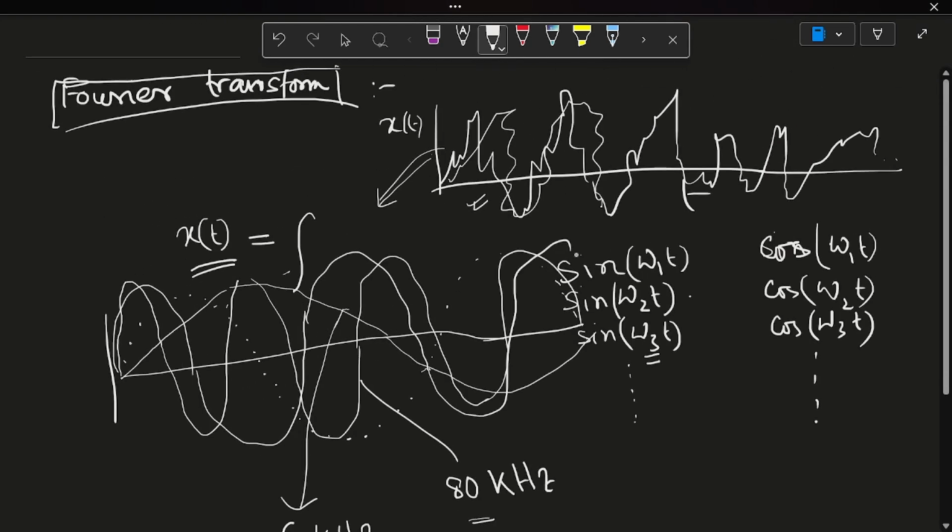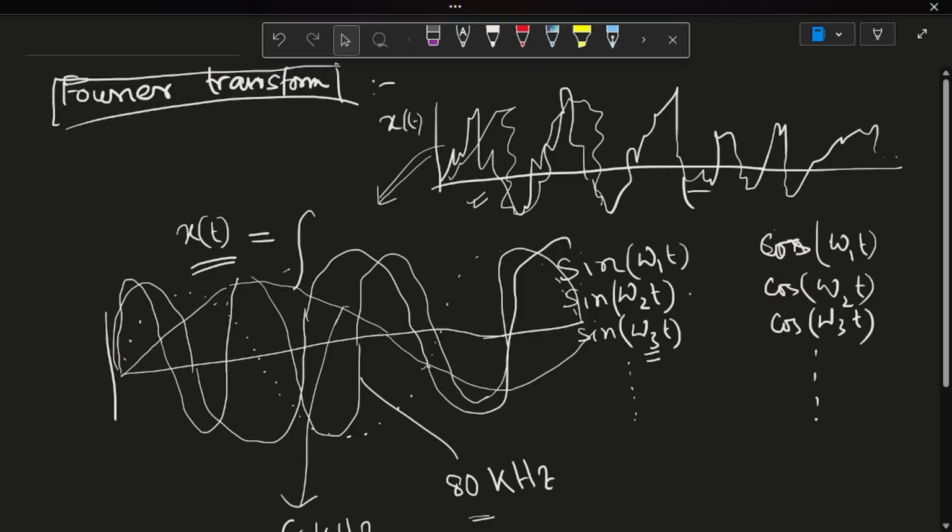So for example, if this is the signal that you are getting, you want to know in this signal what is the percentage of 100 kilohertz. Is there any 100 kilohertz frequency component? Is there any 2 megahertz frequency component? Is there any just 10 hertz frequency component? So you want to know that, and whenever you want to know that, it means you have to do the Fourier transform.